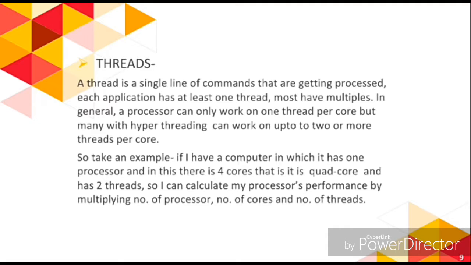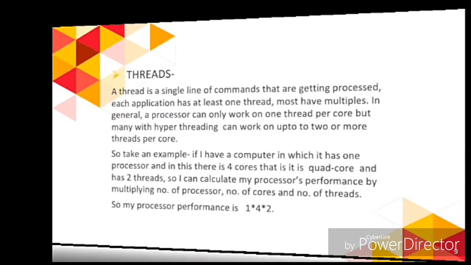So we can also see the performance of our computer. So let's take an example. If I have a computer which has one processor and in this there are 4 cores and 2 threads, so I can calculate my processor's performance by multiplying the number of processors, number of cores and number of threads. So my processor's performance is 1 into 4 into 2.